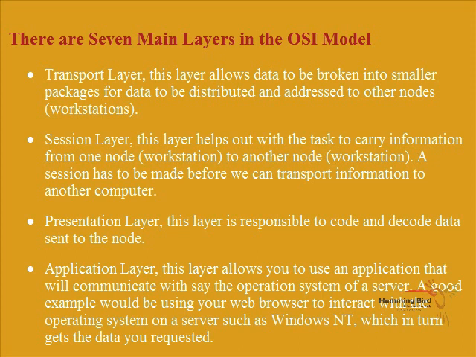Application layer. This layer allows you to use an application that will communicate with, say, the operating system of the server. A good example would be using your web browser to interact with the operating system on a server such as Windows NT, which in turn gets the data you requested.